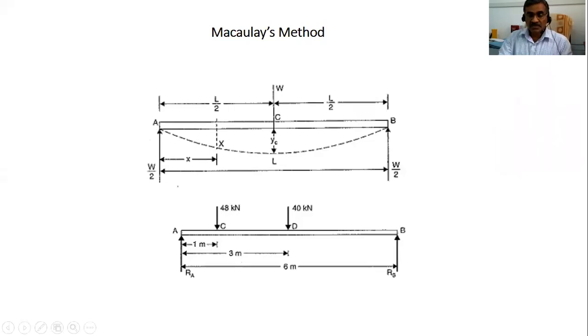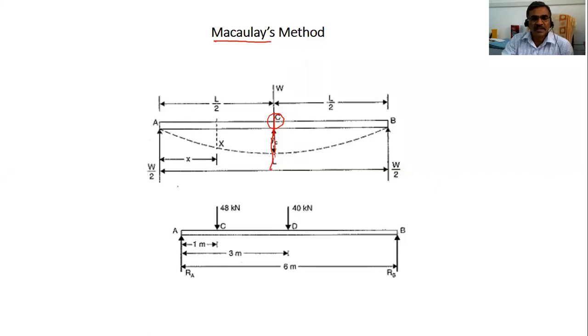Good morning. Today we are going to discuss Macaulay's method. So why are we using Macaulay's method? If you take a simply supported beam, with the load acting at the center, after the load is applied, the bending will be symmetrical about the y-axis, this axis.